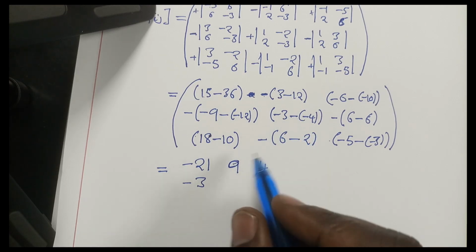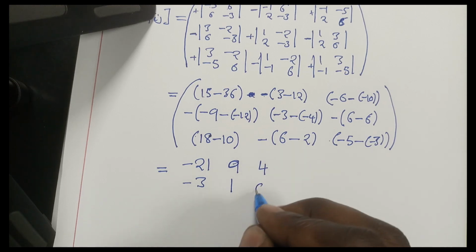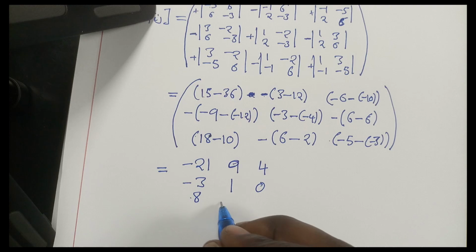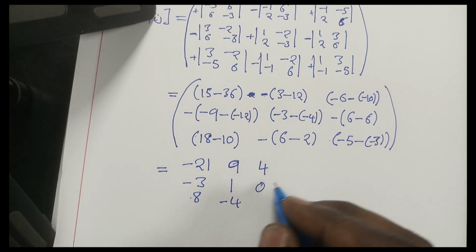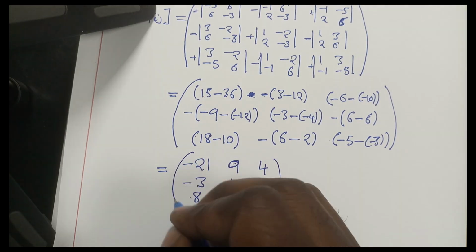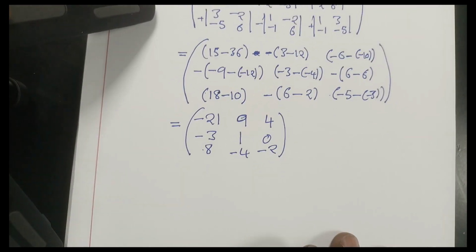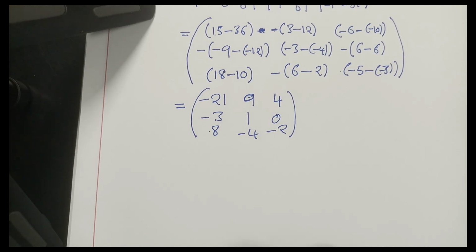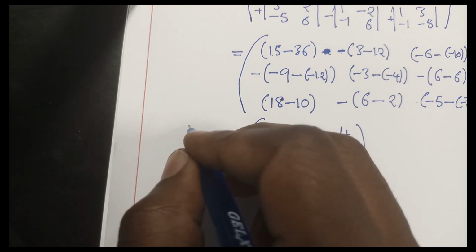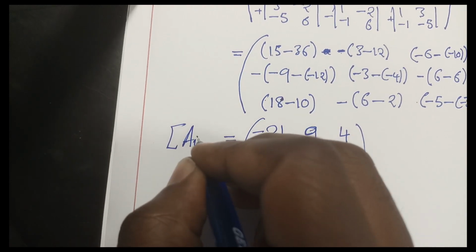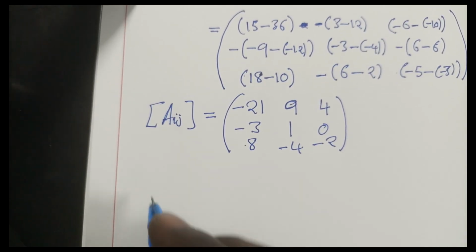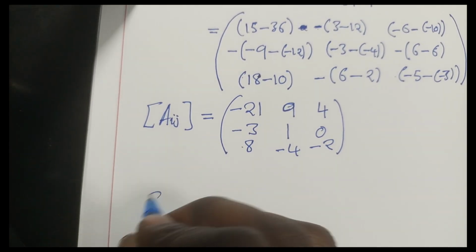Negative times negative positive, this should give you a 1, this should give you a 0, this should give you an 8, this should give you a minus 4, and then this should give you a minus 2. Okay, so this is what you have for the matrix of cofactors. Okay, so our adjoint now, what is gonna be our adjoint?